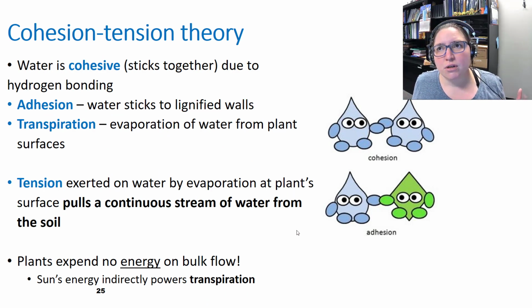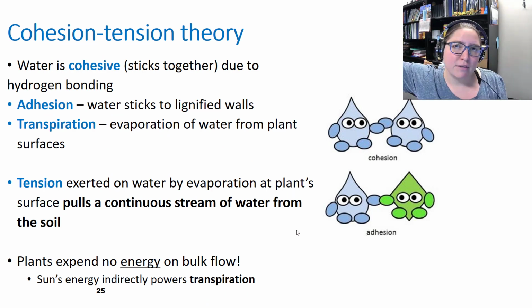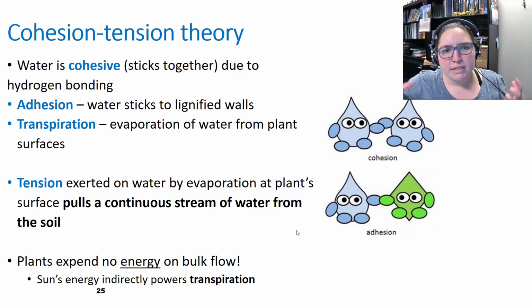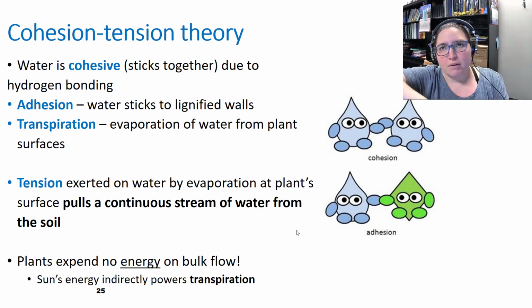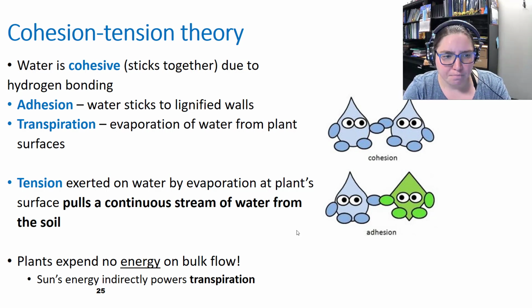So as far as how does this all work, we've got water coming in the roots, water's leaving the leaves, but what about in between? Well, water is cohesive because it's a polar molecule and it's got hydrogen bonding, so water molecules stick to each other. They also stick to the lignified walls of the xylem, and so you've got this column of water, and then you have transpiration at the surface of the leaves, so the water column is going to be pulled up. So some water is leaving the leaves, but since the water molecules are sticking together, they're going to be pulled up in this column. So there's tension exerted on water by evaporation at the plant surface, and it pulls this continuous column of water from the soil.